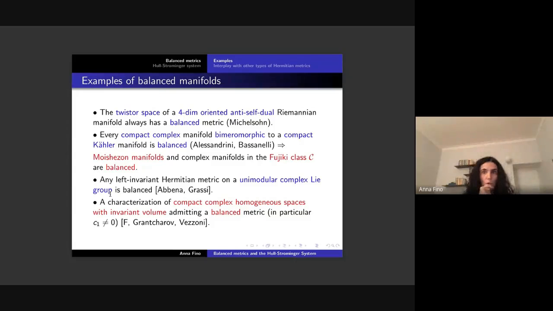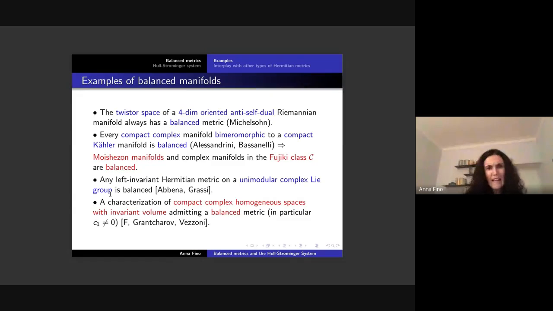A natural and very easy construction of compact balanced metrics is by using Lie groups. You consider a unimodular complex Lie group. In this case the complex structure is bi-invariant. Take any left invariant Hermitian metric, then it is automatically balanced. This was shown by Abbena and Grassi. So it is easy to construct compact manifolds: just take the compact quotient of your unimodular complex group by a lattice. Then you get what is known in the literature as the complex parallelizable manifold.